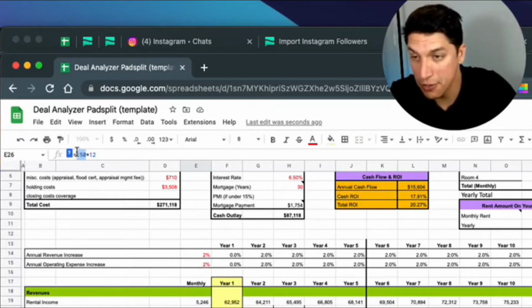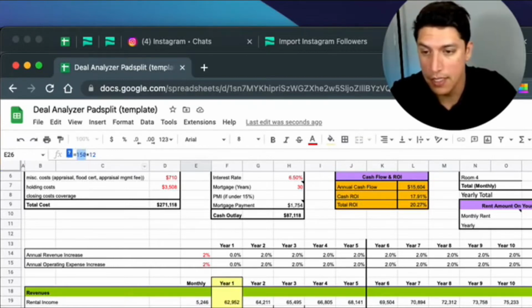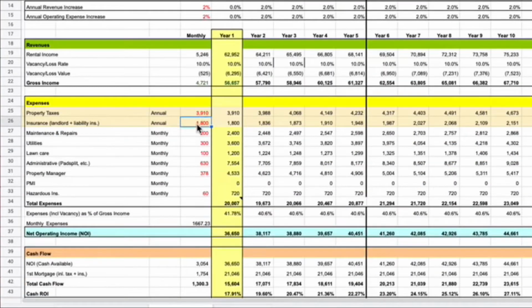One property we're paying $100 for. This one we're paying $150. I would keep it at 150. And you guys could message me as well if you want to know who my insurance person is. I'm happy to make that introduction.